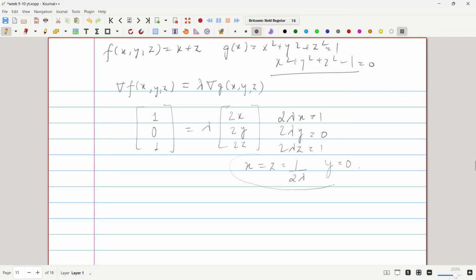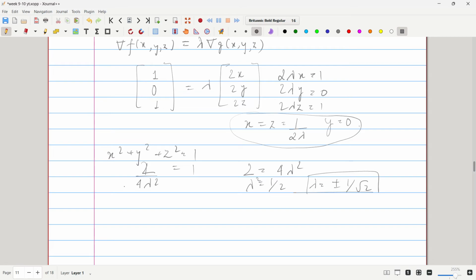Now, you have to put these points into the constraint, okay? So, x square plus y square plus z square is equal to 1. X square and z square are each 1 by 4 lambda square, so combining them will be 2 by 4 lambda square, and y is 0, so this is equal to 1. 2 is equal to 4 lambda square. Lambda square is equal to 1 by 2, so lambda is equal to plus minus 1 by root 2, right?